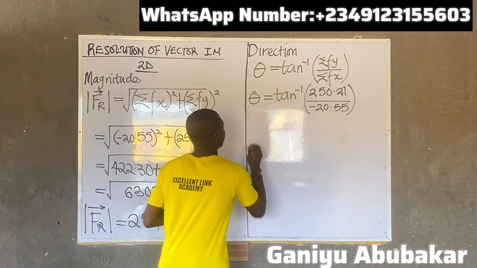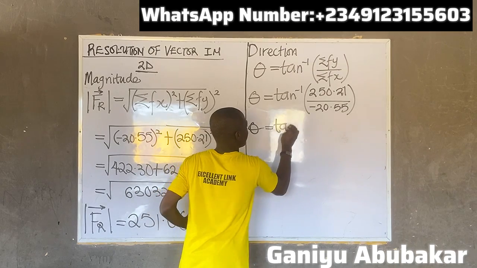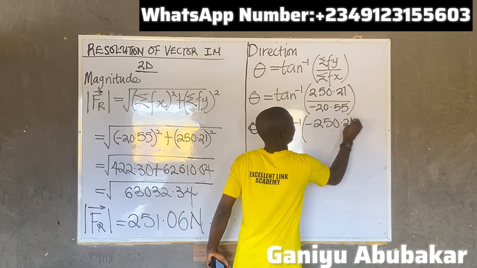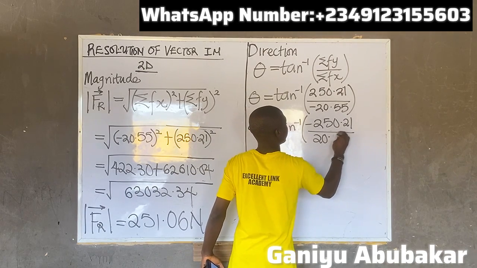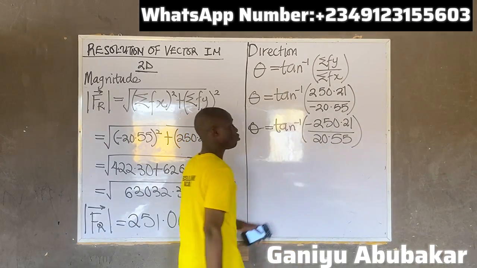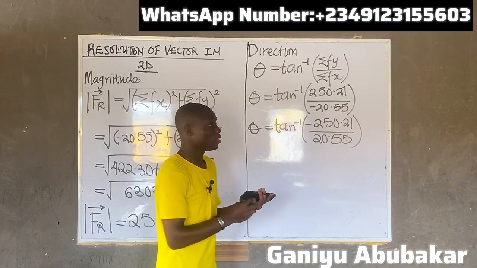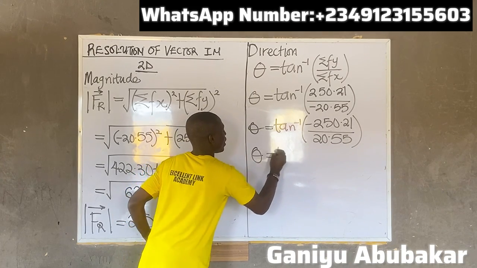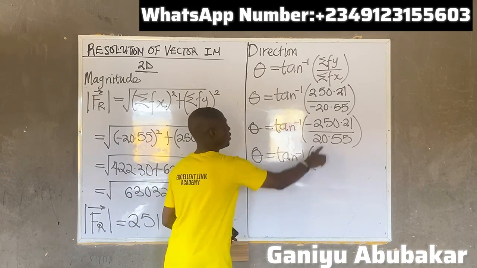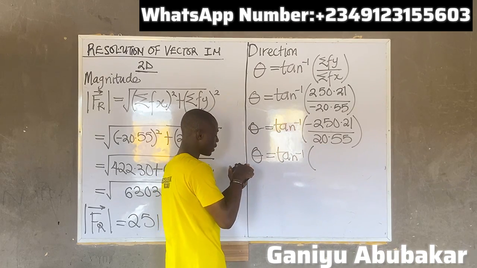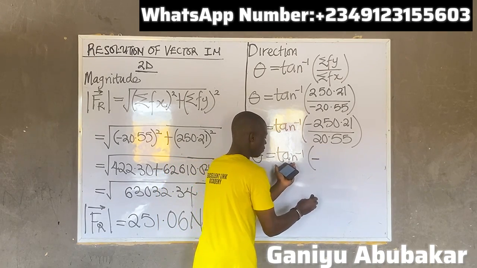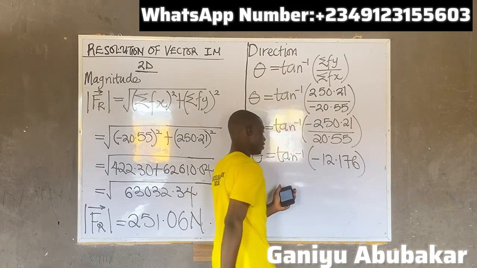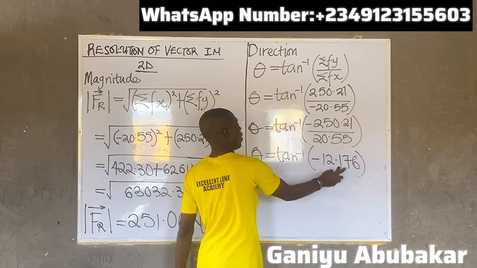That gives about theta equal to the tan inverse of negative 250.21 all over 20.55. This shows you are mature in mathematics. So I'll divide these two values and see what we get. This gives theta equal to the tan inverse of, divide these two, what do I get? This gives about negative 12.176. Of course, if I divide these two, I'll have this value.